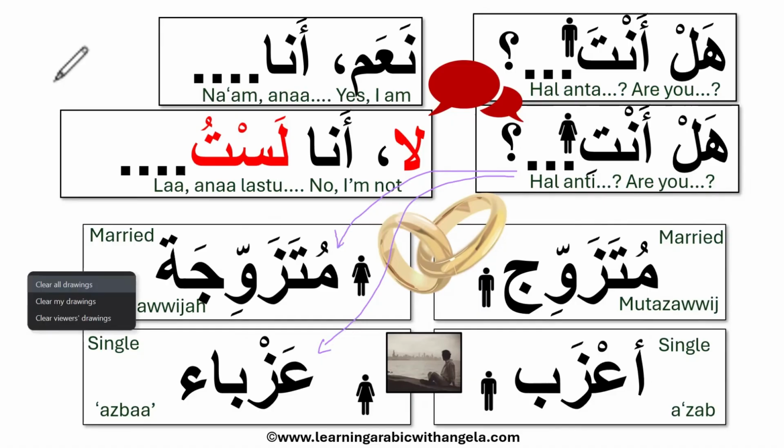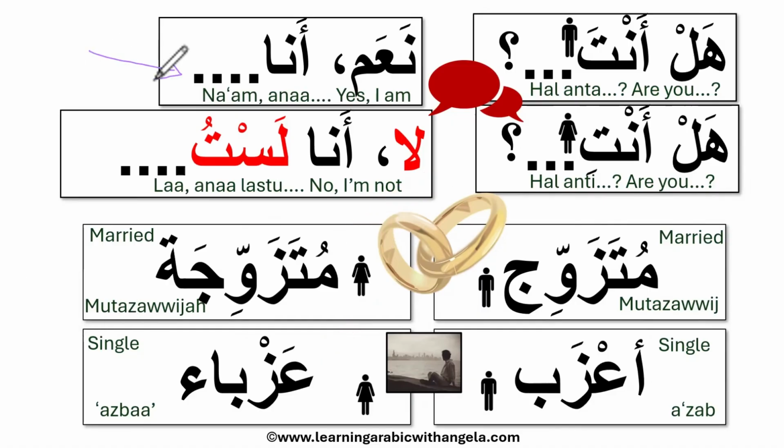And of course, they could answer as نعم أنا, yes I am, followed by متزوج or نعم أنا متزوجة, نعم أنا أعزب, نعم أنا عزباء. Or they can say no, لا, أنا لست, I'm not. أنا لست متزوج, I'm not married. أنا لست متزوجة. أنا لست أعزب. أنا لست عزباء. I'm not.